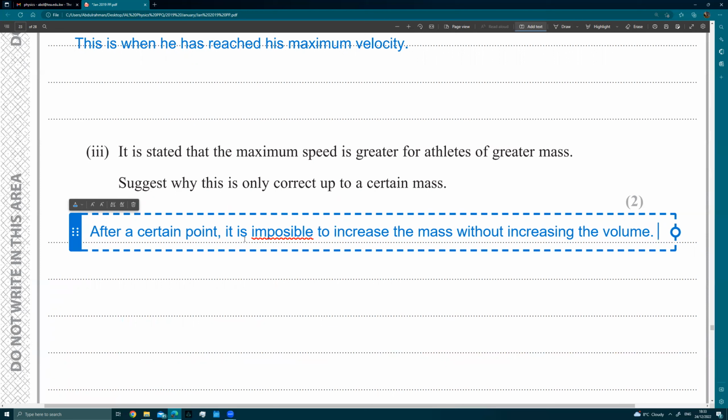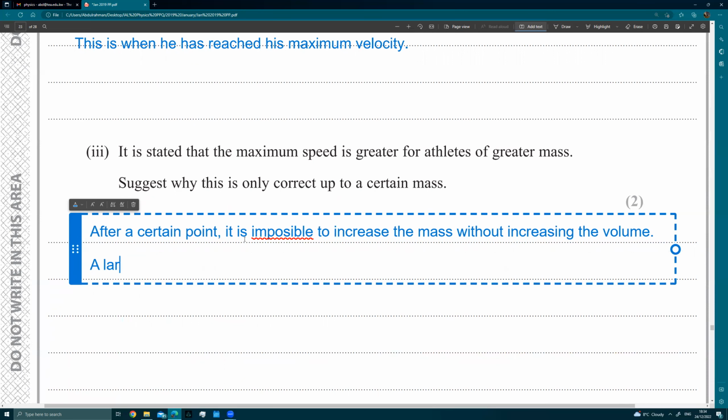Right, let's say you have the maximum density of a human. You cannot have a larger mass without having a larger volume. And we know a larger volume will mean he or she is going to experience more air resistance. A larger volume will mean the athlete will experience larger frictional forces. And I guess this answers this question. So larger frictional forces are going to stop him from reaching a higher maximum speed for a higher mass.